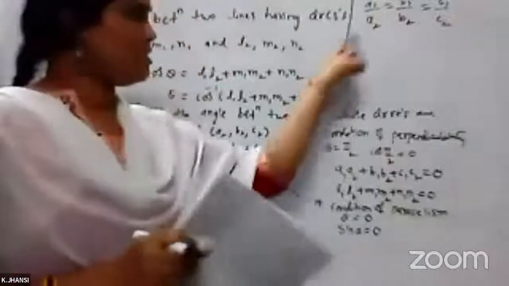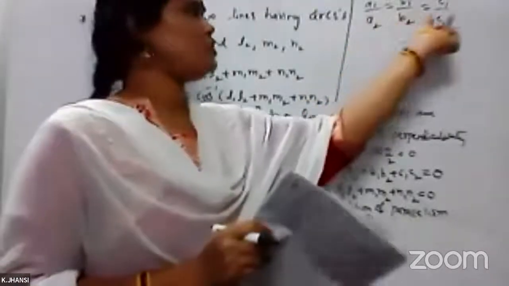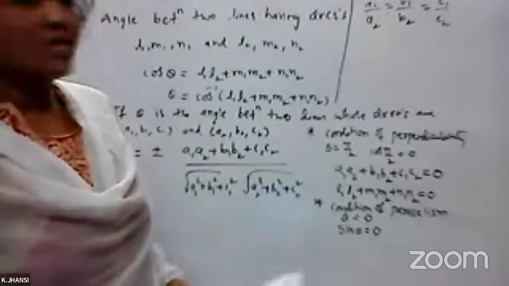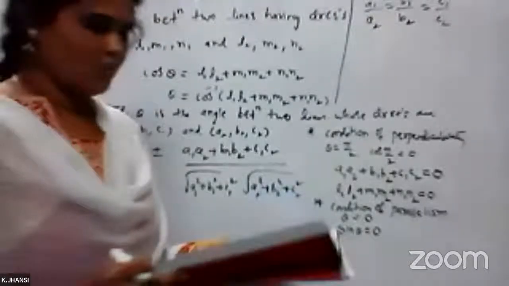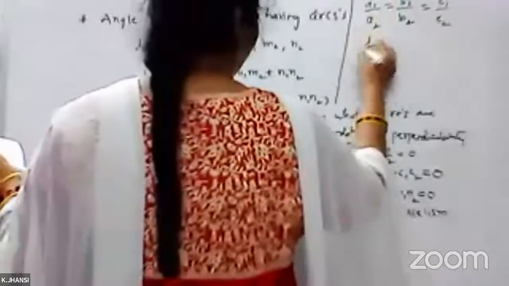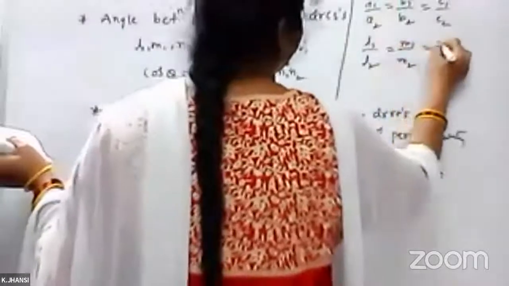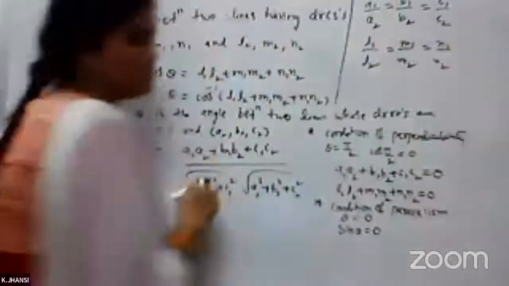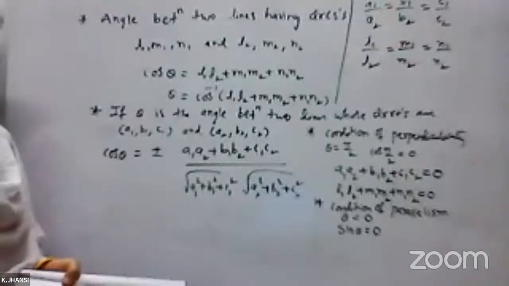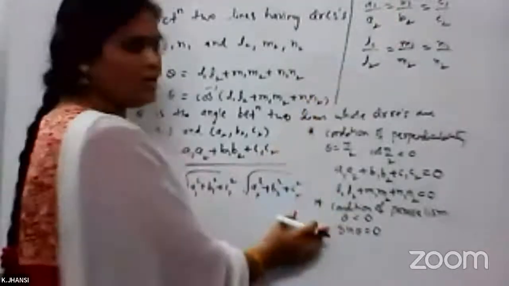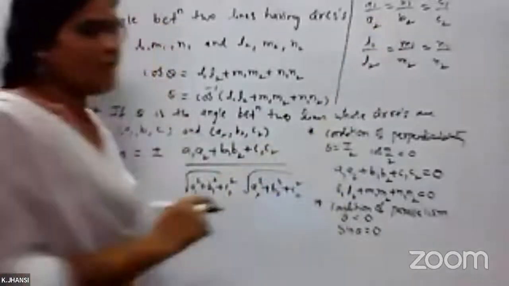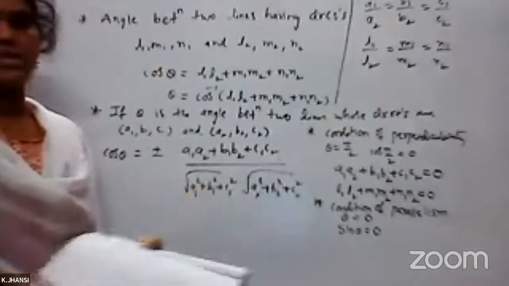So this value should be equal to this one, this value should be equal to this one. Whatever the points are given, this is the condition of parallelism. Okay. Next, for this one, L1 by L2 plus M1 by N2 equals N1 by N2. So these are the conditions of perpendicularity and also for parallelism. Even for solving the problems we'll use these conditions.